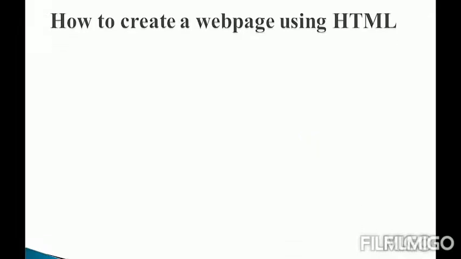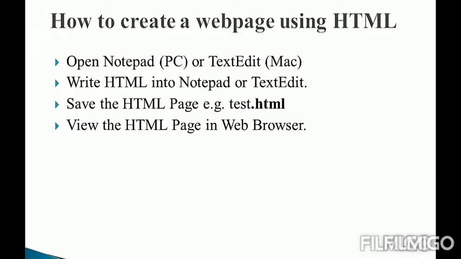Next is how to create a web page using HTML. So there are 4 very simple steps. First of all, open Notepad or text edit, write HTML, then save the HTML page, and at last view the HTML page in your web browser. The most important thing here is that the file extension for an HTML file is always .htm or .html. Save the HTML page. Example, I have given test.html.